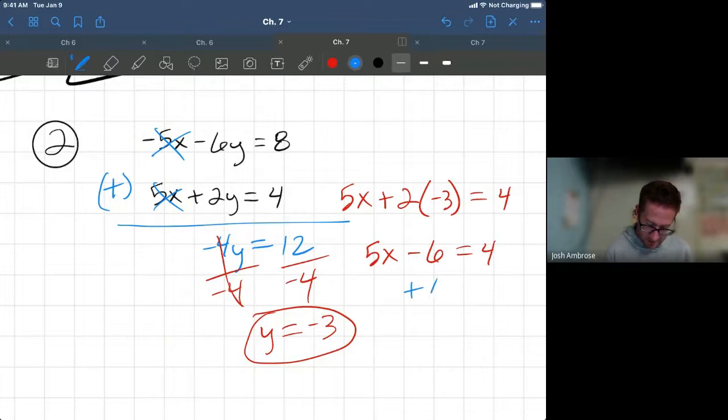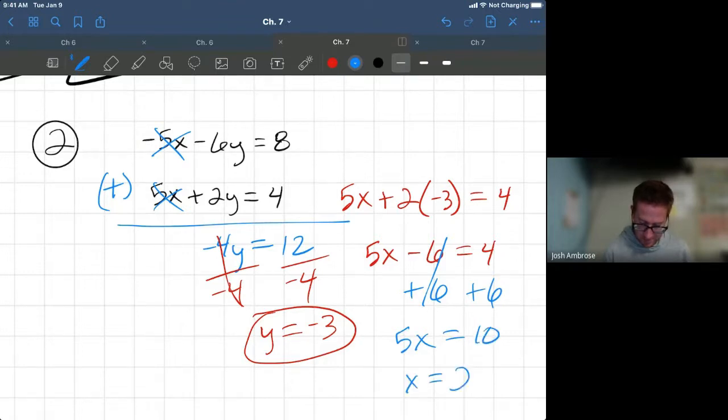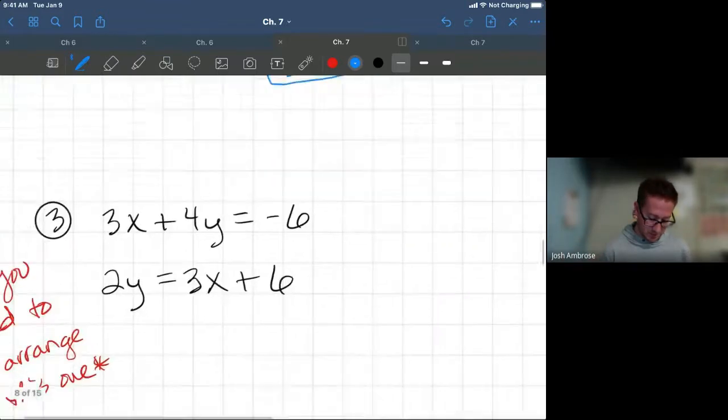Then we add 6, crosses out, add 6. 5x equals 10. X equals 2. All right, there we go. There's our x value. There's our y value. That's the full worked out example 2. All right, now let's move on to example 3.